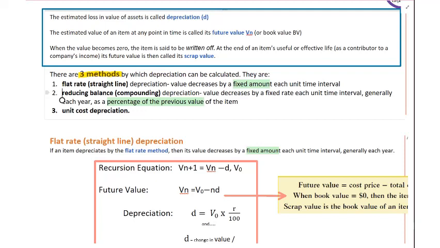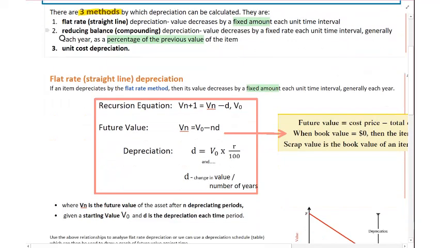The value decreases by a fixed amount. That sounds quite familiar, just a little bit in reverse. So remember in simple interest, we have a value that increases by a fixed amount each unit time interval, if you want to use those words. Depreciation is effectively the opposite of that.